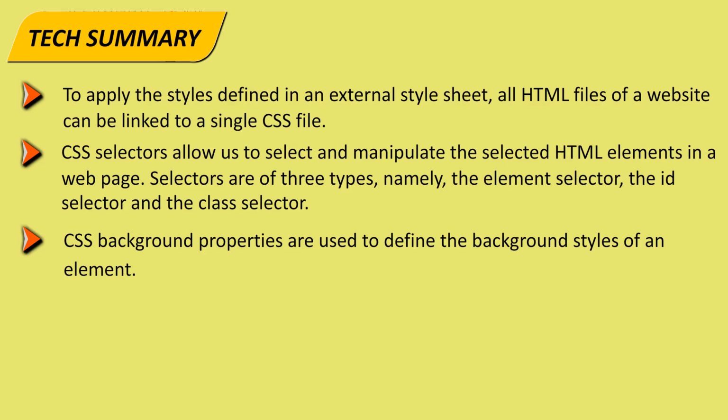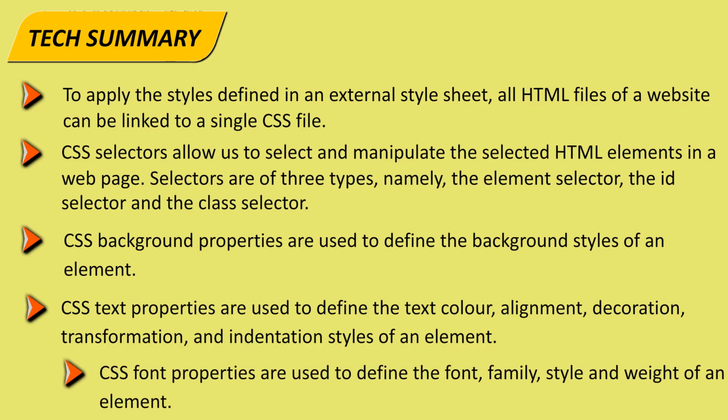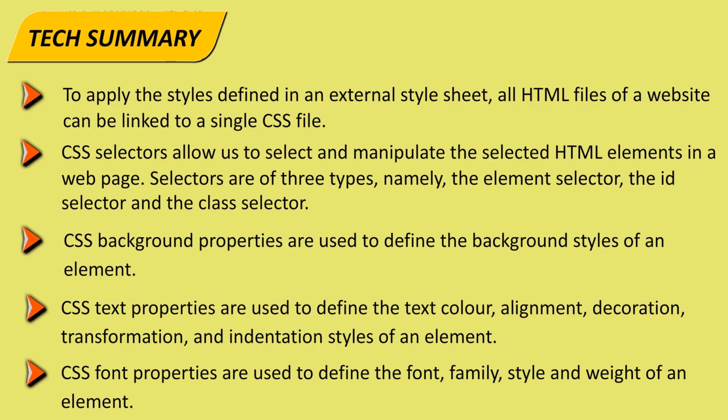CSS background properties are used to define the background styles of an element. CSS text properties are used to define the text color, alignment, decoration, transformation, and indentation styles of an element. CSS font properties are used to define the font family, style, and weight of an element.